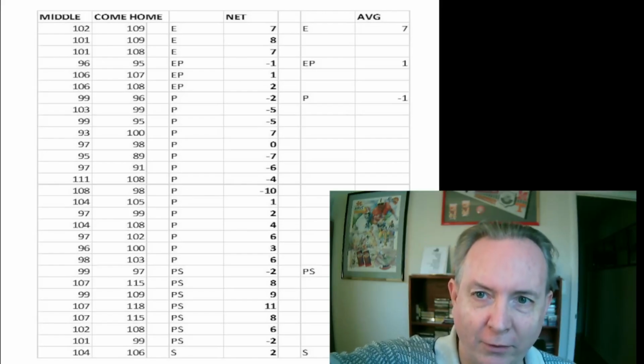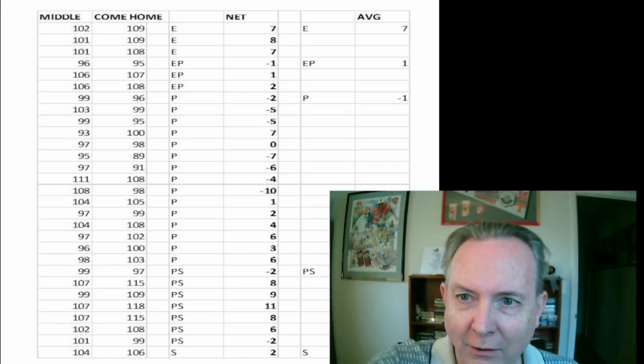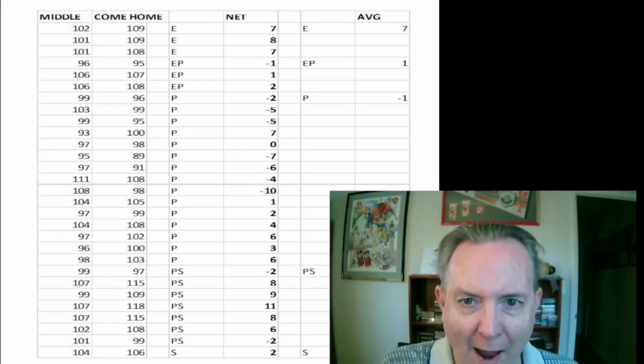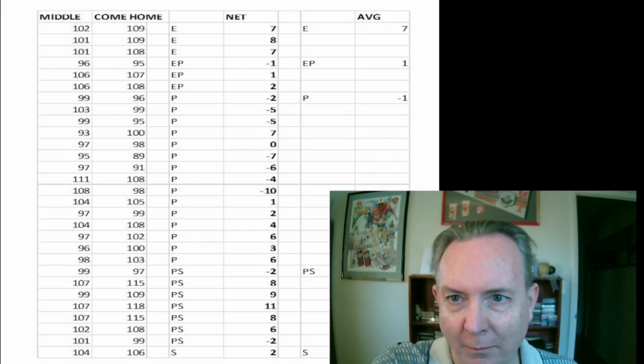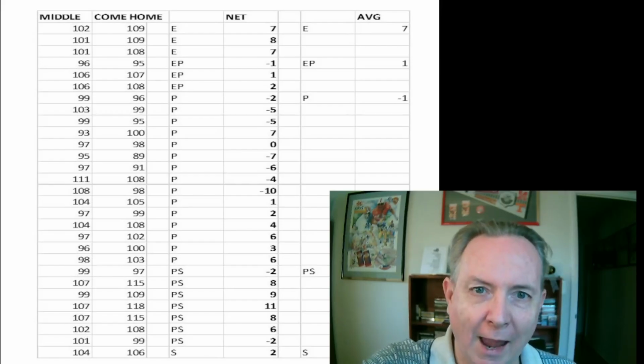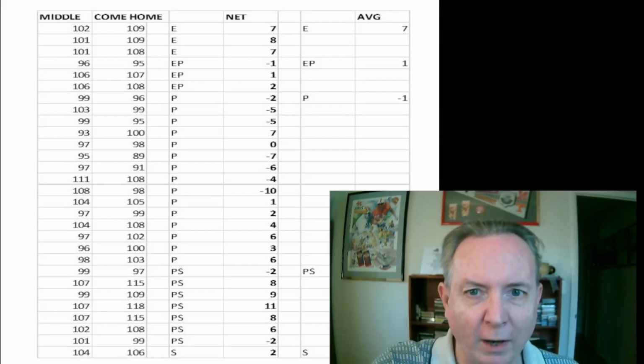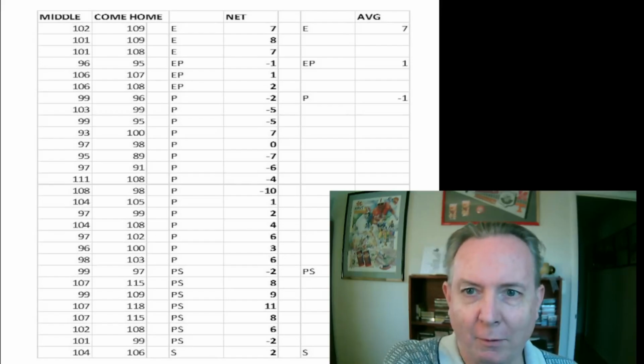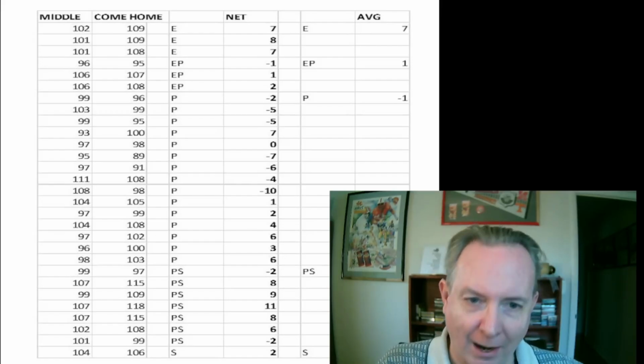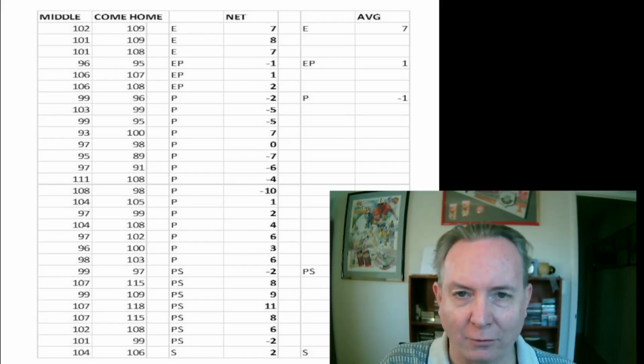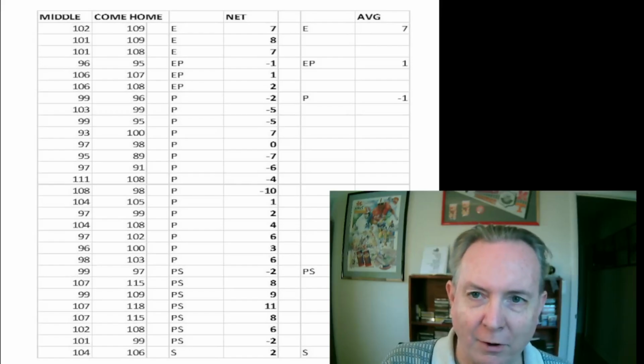But what it shows is that the horses on the lead typically run about an even number, or sometimes they get lucky and have a plus number, which is what you normally would associate with a PS or an S. Somebody who's coming from a ways back ought to have a higher number in the come home fraction, which would generate the plus number.